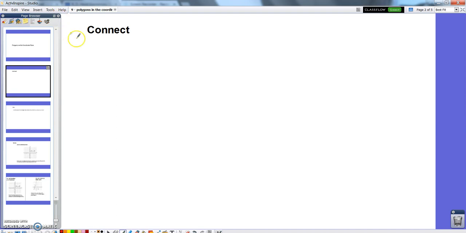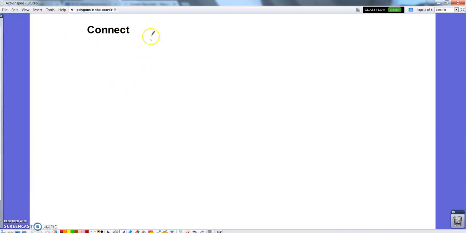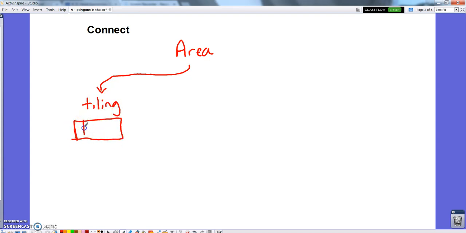So when it came to polygons, we spent a lot of time figuring out how to find their area. I want to give you a quick recap on some ways we found area. Where convenient, we used a method called tiling, particularly on rectangles, where we would tile it into unit squares and count the number of unit squares. That was probably the easiest method.